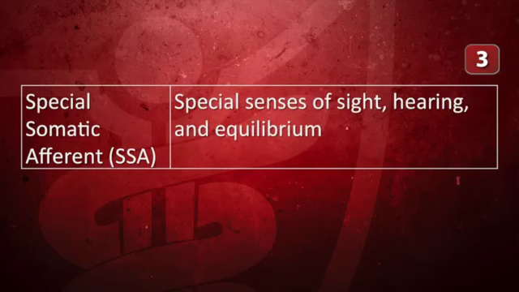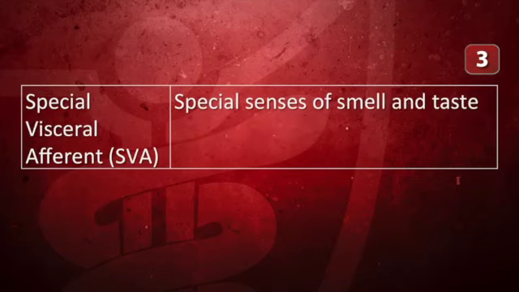Special somatic afferent. The special senses of sight, hearing, and equilibrium. Special visceral afferent. The special senses of smell and taste. These are classified as visceral because of the functional association between these senses and the viscera of the gastrointestinal tract. This traditional classification system is still widely used.